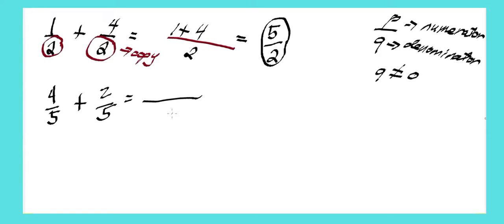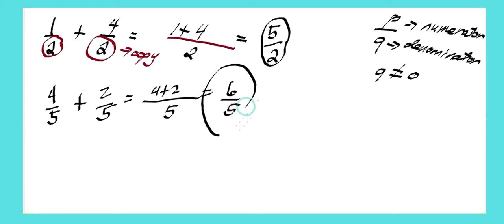Try to solve. Alright. Ngayon, dahil ang kanilang denominator ay same, parehas, you're just going to copy it. Okay? So, we got 5. So, 4 plus 2, yun yung sa taas. So, we got 6 over 5. That will be our final answer.